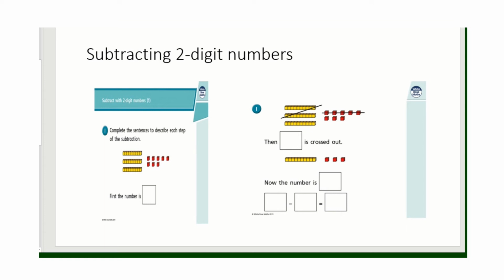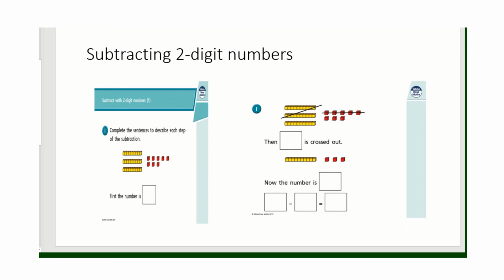Then 15. Oh, not 15. Look, how many 10s are crossed out? We've got 2. So it's 25 crossed out. What's left? So we've got the 10 and the 3. So it would be 13. Now the number is 13.